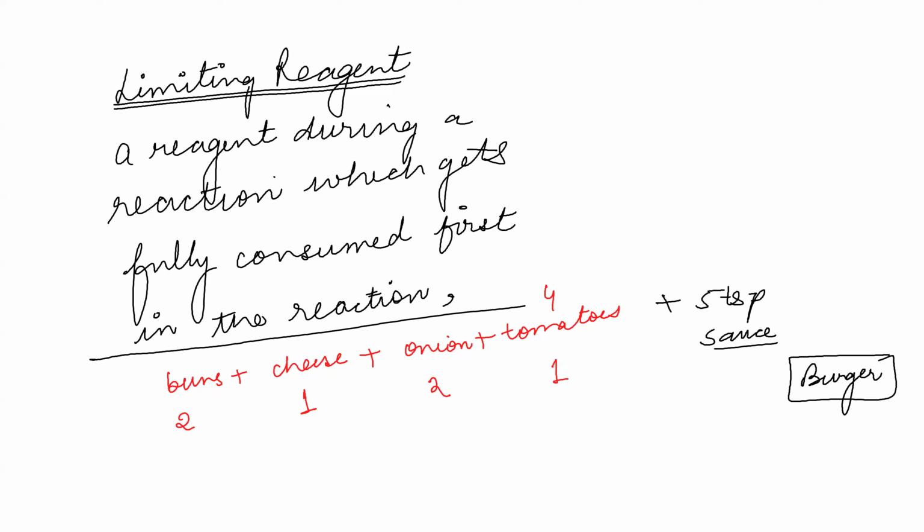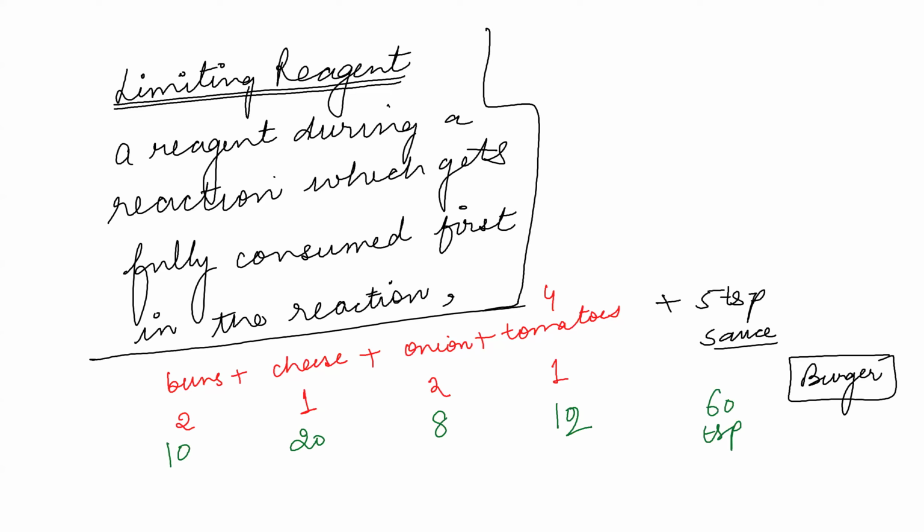Now understand. I have some guests coming over. I ordered the raw material because I wanted to make some burgers at home. I ordered these ingredients from the superstore or from the grocery store. Now, what I got is 10 buns, 20 cheese slices, 8 onions, 10 or 12 tomatoes, and 60 TSP of sauce.